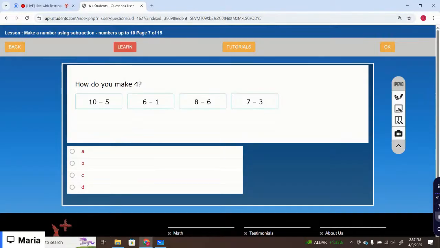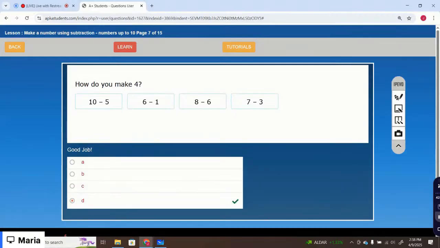How do you make 4, which is the correct option? Seven take away four is the correct option. That is option D.